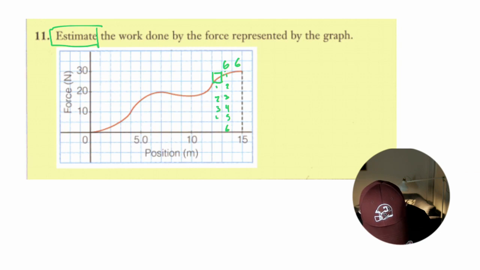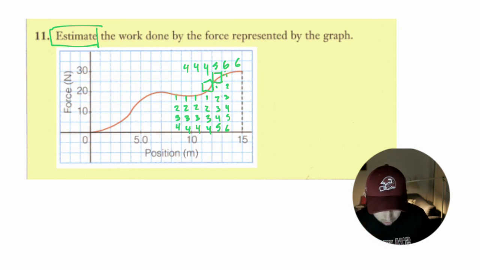1, 2, 3, 4, 5. Not going to count this one, but I'm going to count 1, 2, 3, 4. That guy has 4. Going to count this guy. 1, 2, 3, 4. Going to count this one. 1, 2, 3, 4. That's also got 4.